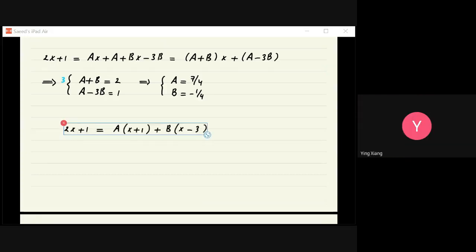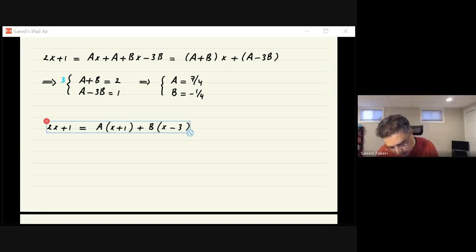Wait, shouldn't B be positive, not negative? You're right. It's plus 1/4. Thank you. So another method.